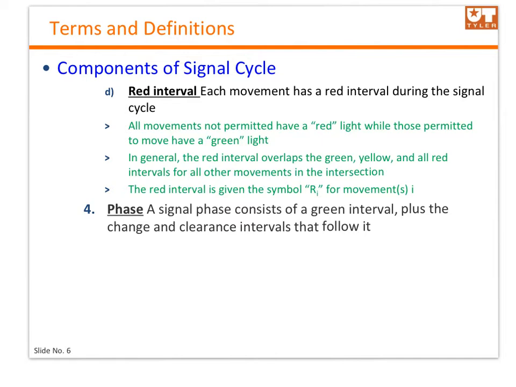Another definition under signal cycles is the phase. A signal phase consists of a green interval plus the change and clearance intervals that follow it. So a phase is a combination of the green plus the change and clearance intervals that come after it.